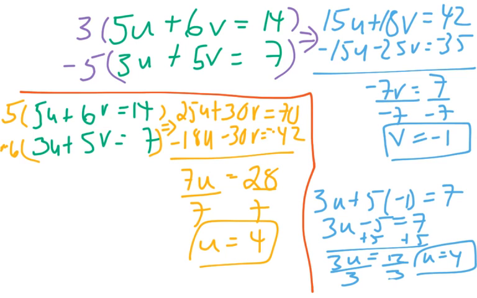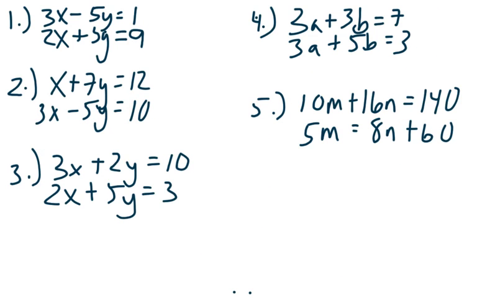All right, so this lesson ran a little bit long. I'm going to get those practice problems up on the screen, and then you get to try out this method on your own. Okay. 3x minus 5y equals 1. 2x plus 5y, that is why I read it out loud right there, boys and girls, plus 5y equals 9.